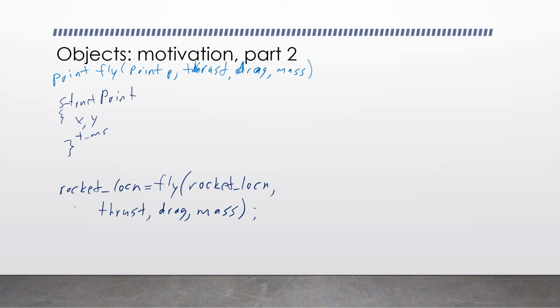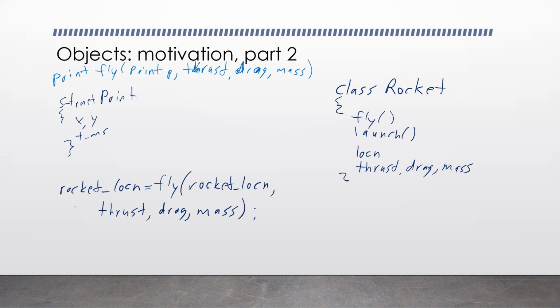But we could do all of this with an object where we define class rocket. And we had fly and launch, and then we had location and thrust and drag and mass all stored inside the class. And now our code looks like this.